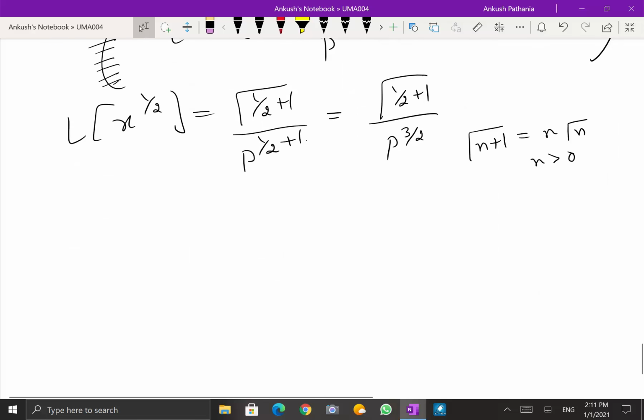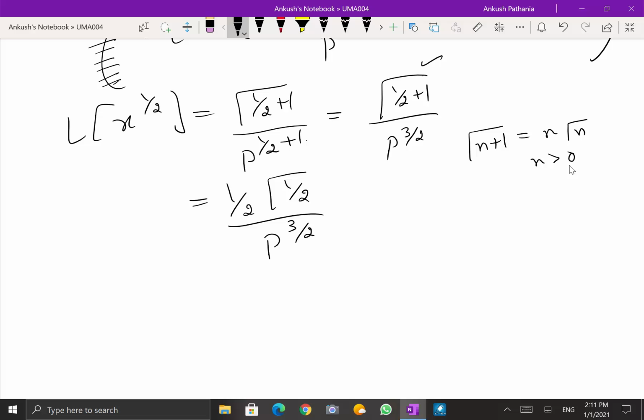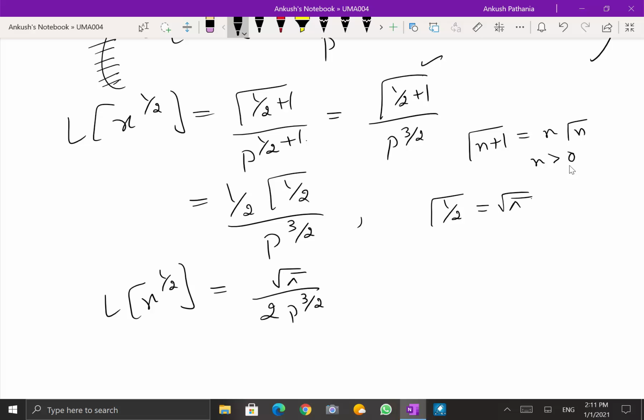So gamma of 1 by 2 plus 1 will become 1 by 2 gamma 1 by 2, upon p^(3/2). Again we know the property gamma 1 by 2 is equal to root pi. So this becomes root pi upon 2 p raised to power 3 by 2. So this is Laplace of x^(1/2). In the question, what is being asked is the Laplace inverse of 1 upon p^(3/2).